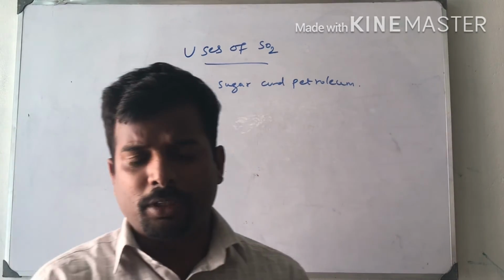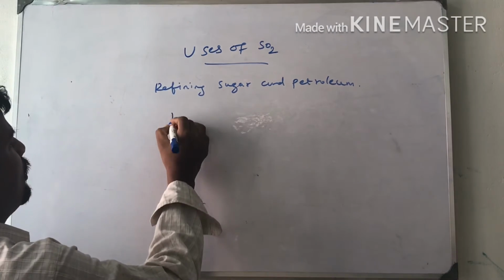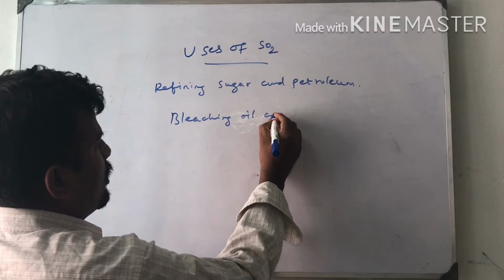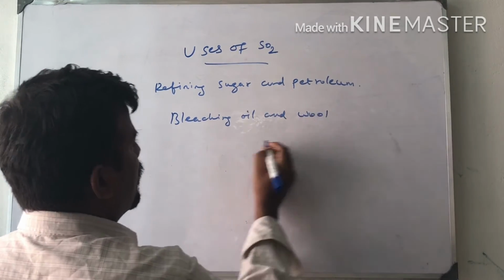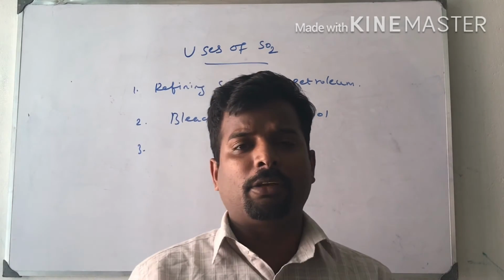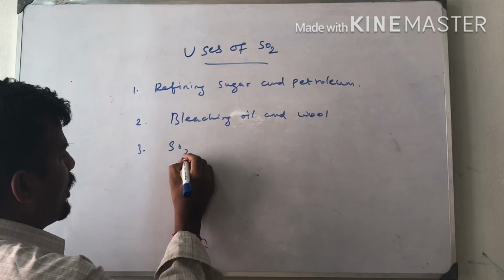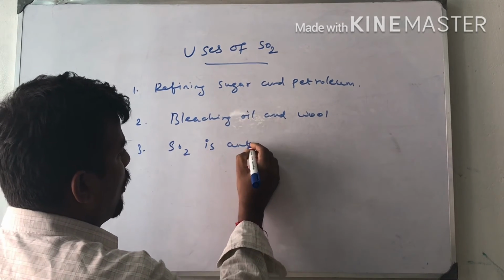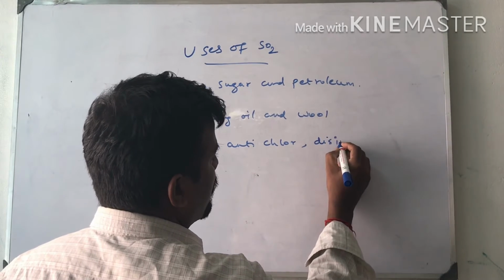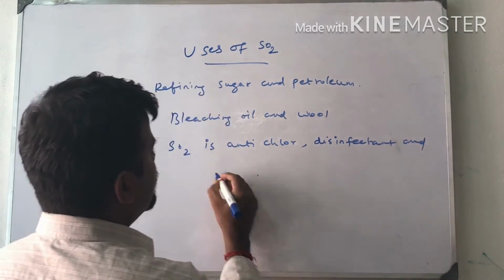It is used for bleaching oil and wool. It is an anti-chlor, disinfectant and preservative. SO2 is an anti-chlor, the opposite of chlorine, a disinfectant and preservative.